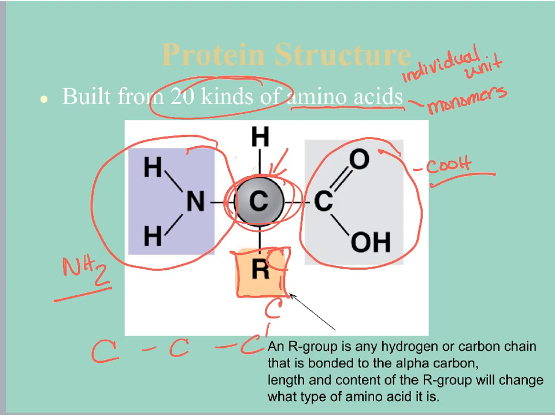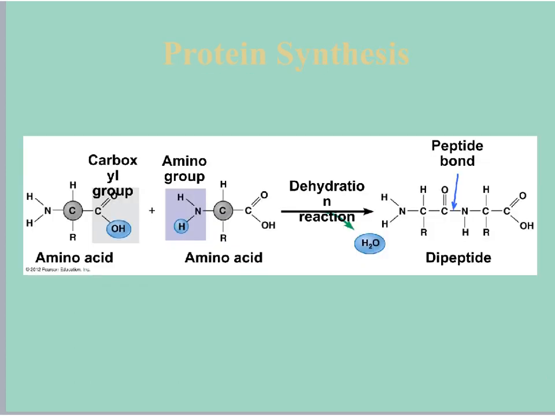So this is the alpha carbon right here, meaning that that's the carbon that's directly anchored to the amine group and the carboxyl group. And then, of course, this carbon chain hanging off that alpha carbon will vary in length or number of carbons.